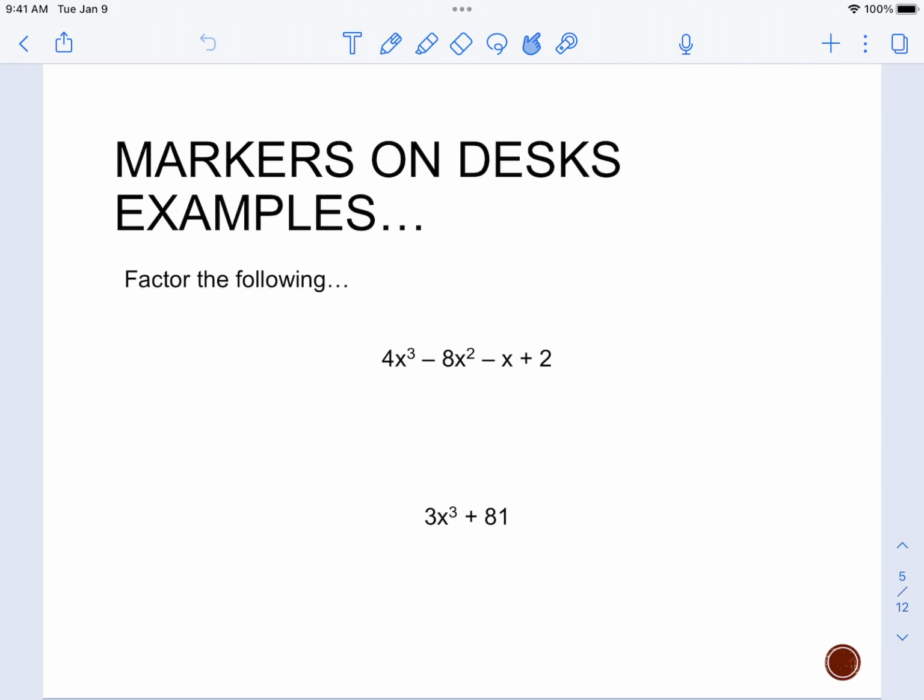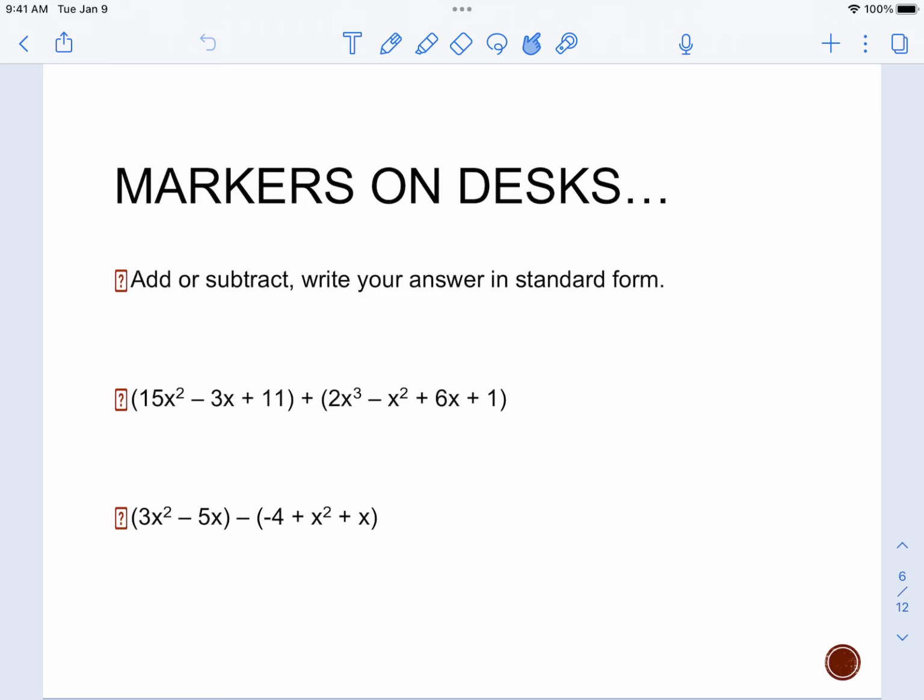All right, so let's start with these ones. So add or subtract and writing your answer in standard form. And I would add also identify the degree, the number of terms, the leading coefficient, and naming them. So take a moment, pause the video, and unpause when you are ready.